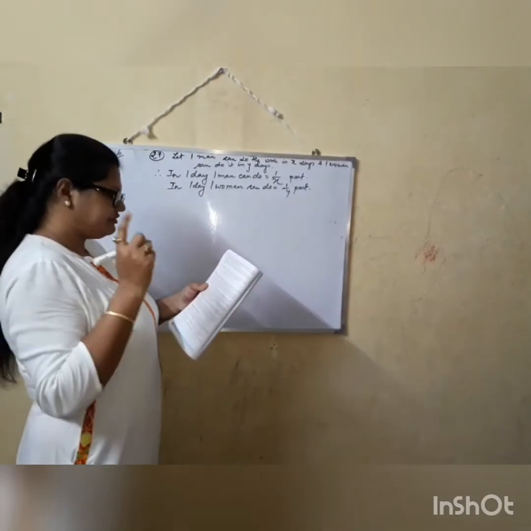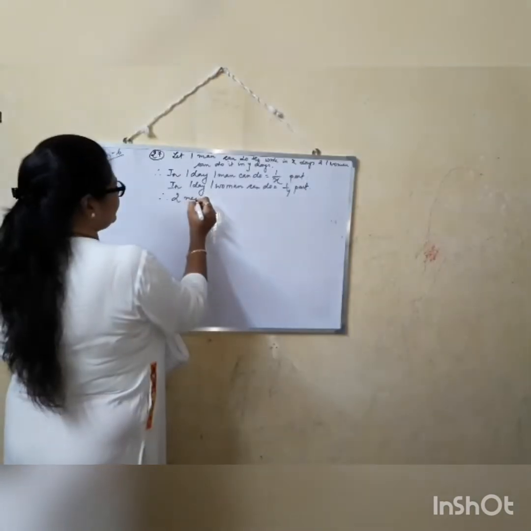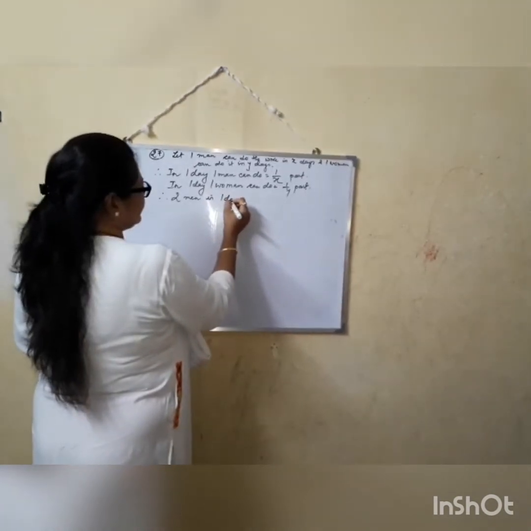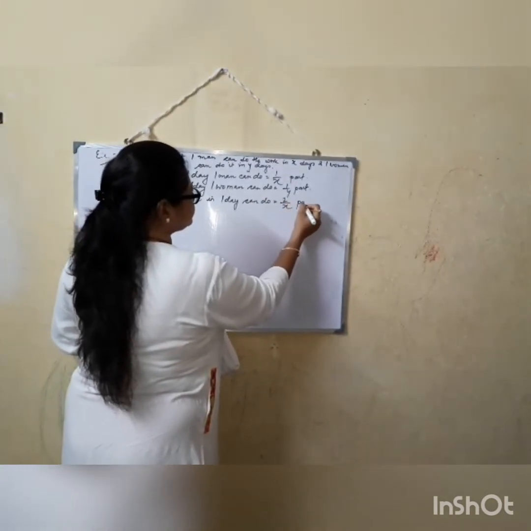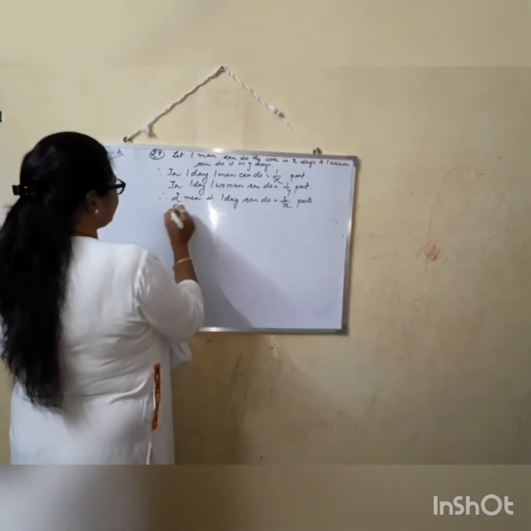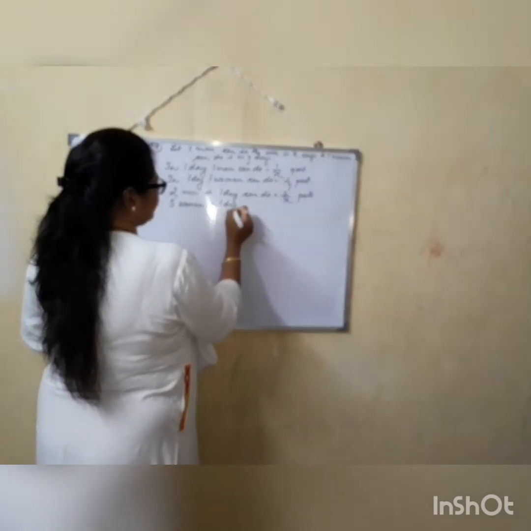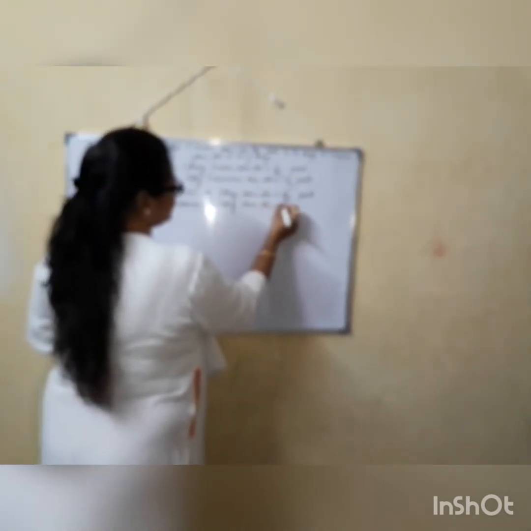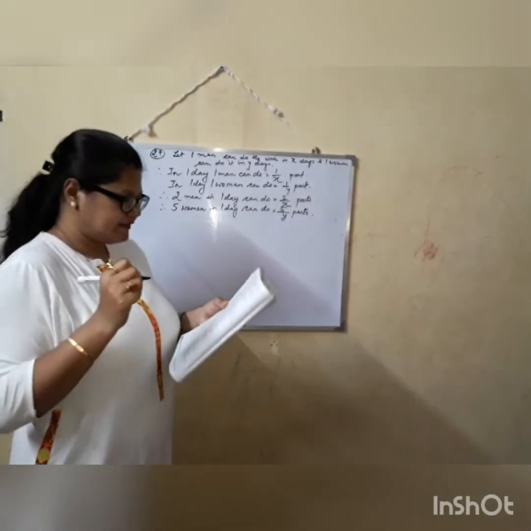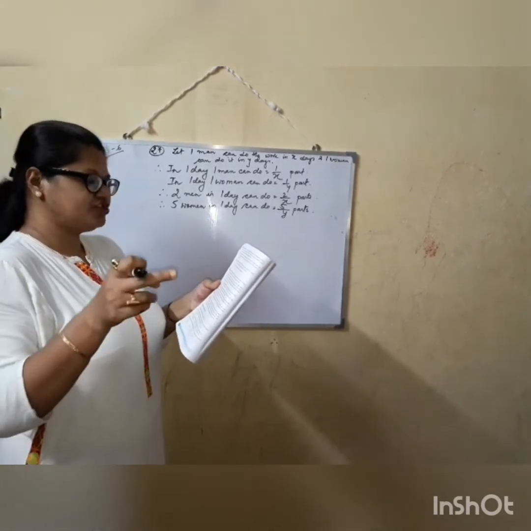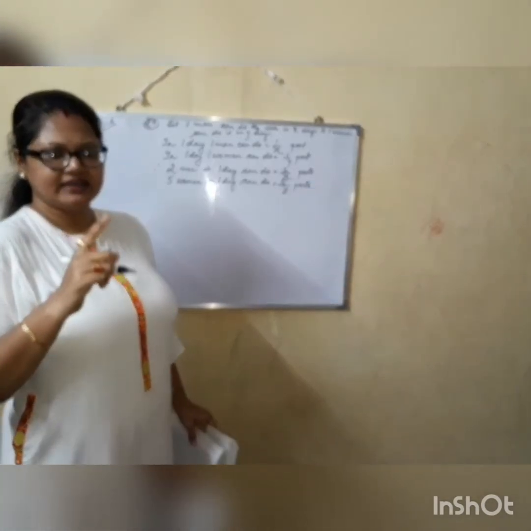Okay, so according to the first condition, 2 men and 5 women. So therefore 2 men in one day can do 2 by x parts, and 5 women in one day can do 5 by y parts. Okay, now they are saying that 2 men and 5 women can finish the work in 4 days. So that means 2 by x and 5 by y parts can be done in one day.